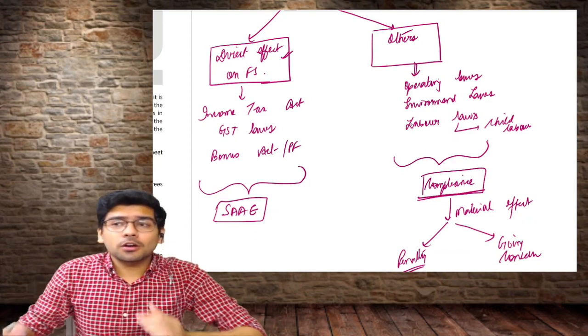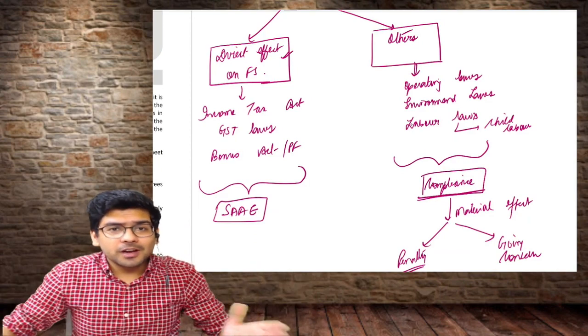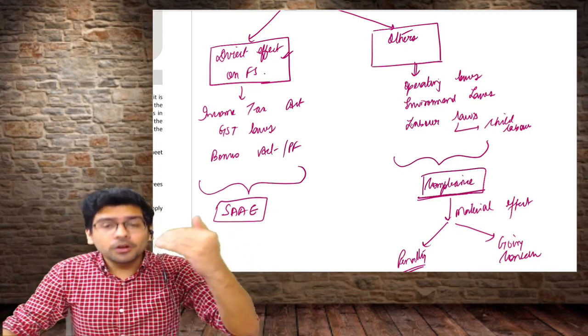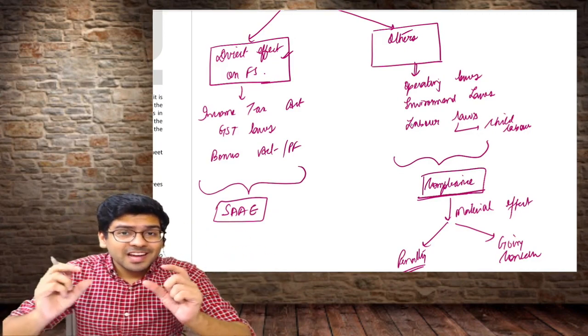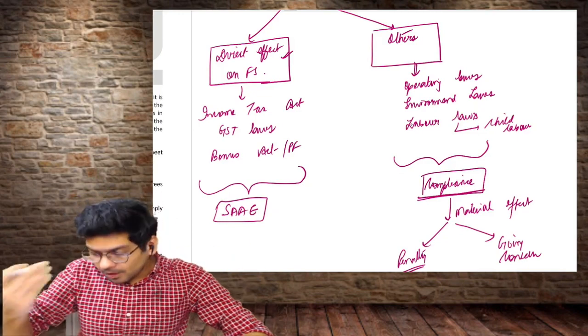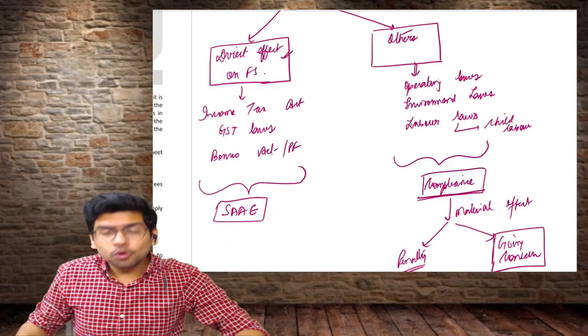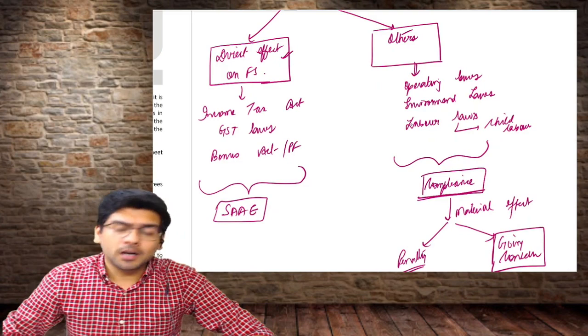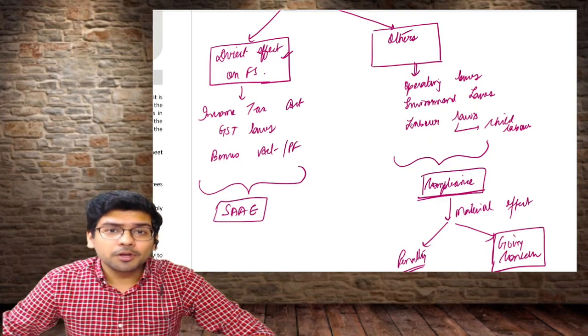But with respect to other laws, the impact of which is not directly shown in the financial statements, the auditor will still be concerned whether those laws have been complied with or not, because the non-compliance of which can have material effect on the financial statements, maybe in the form of penalty, maybe, let's say, the company is no longer allowed to do business because the license has been cancelled, and the going concern assumption will come into question.